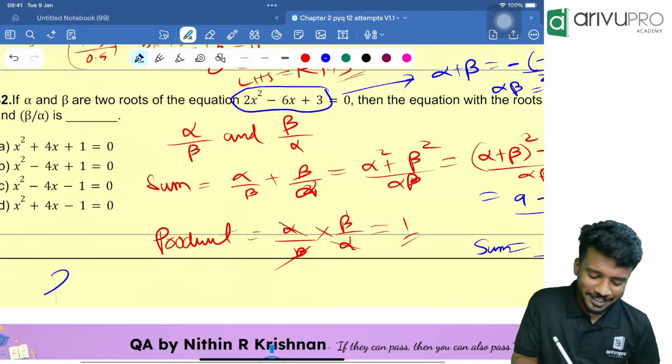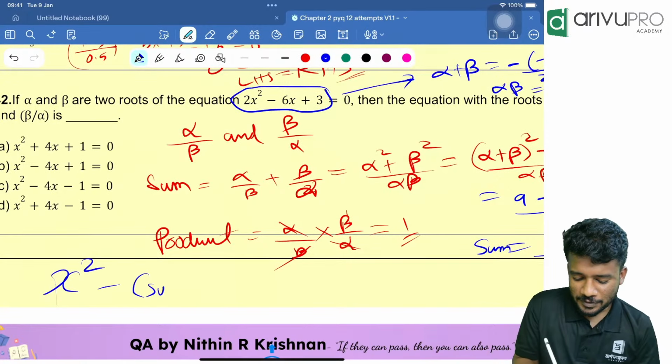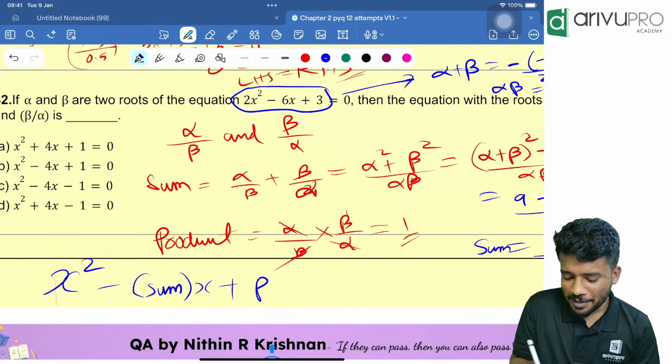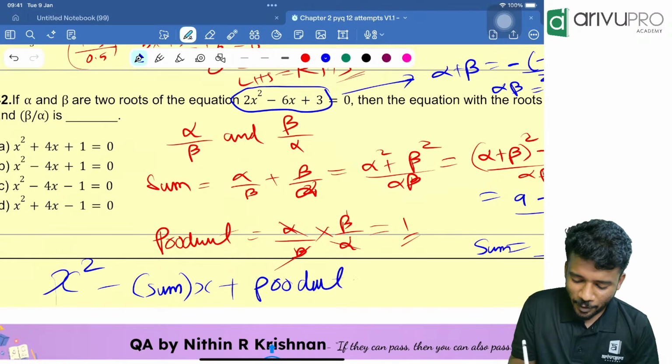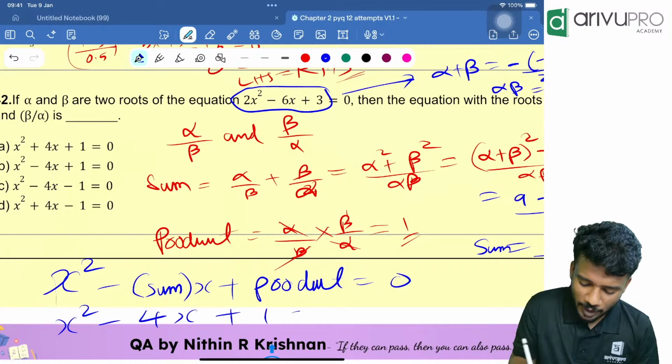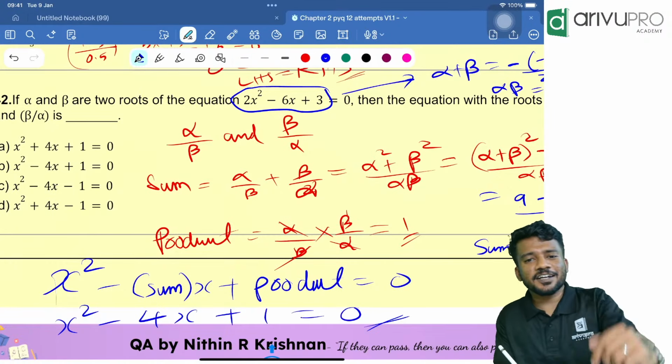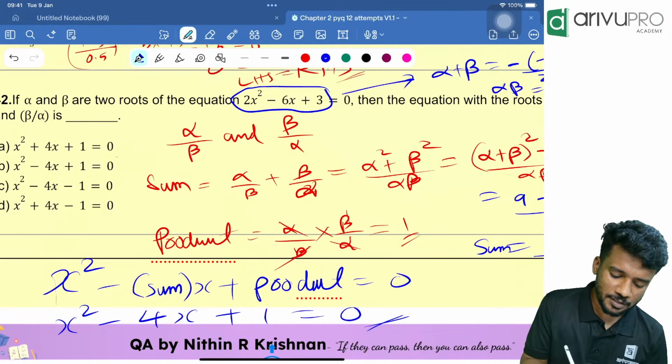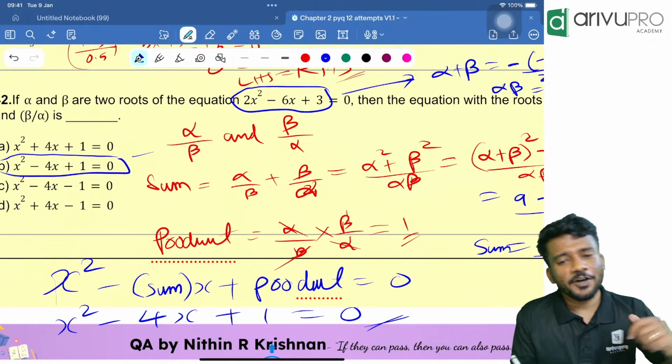Tell me the quadratic equation. X square minus of sum into x plus product. People, we got the value of sum. That is how much? X square minus 4x plus 1, which is equal to 0. Which is the right answer? Option B is your right answer.